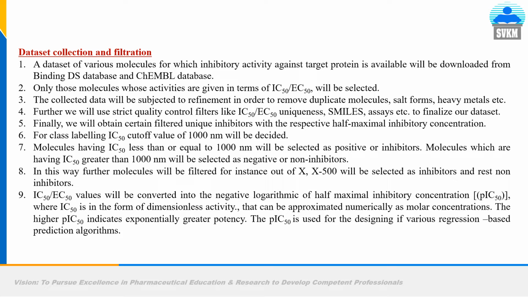IC50 or AC50 values will be converted into the negative logarithm of half maximal inhibitory concentration, where IC50 is in the form of dimensionless activity that can be approximated numerically as molar concentration. The higher pIC50 indicates exponentially greater potency. The pIC50 is used for designing various regression based prediction algorithms.